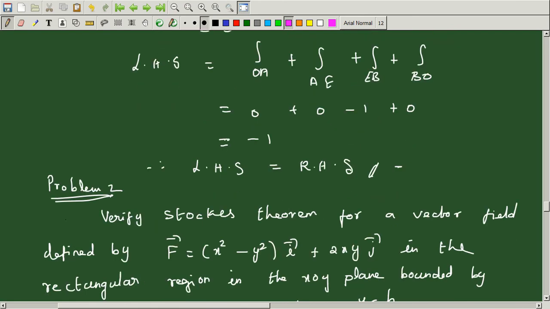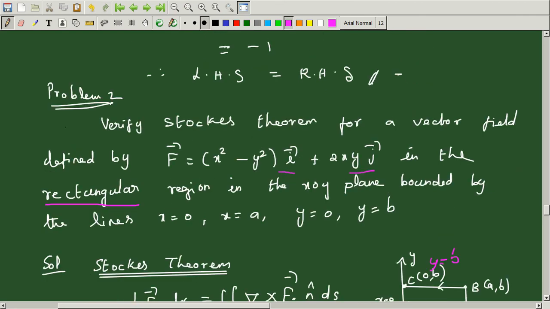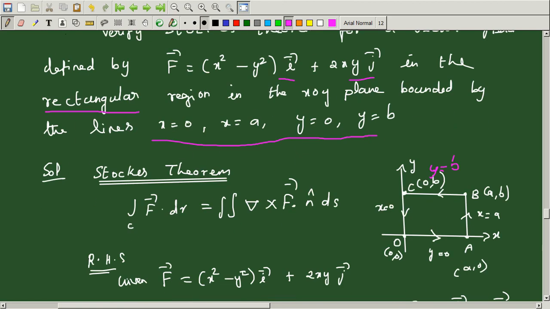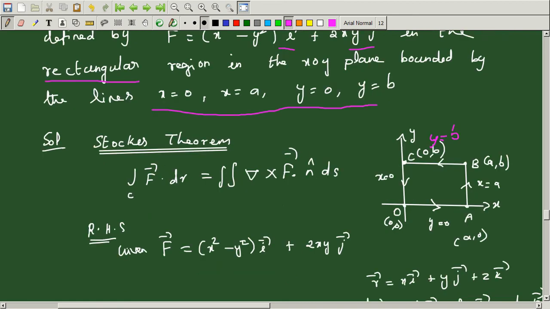Verify Stokes theorem for a vector field defined by the given i direction and j direction. We consider only the xy axes in a rectangular box, because they gave a rectangular region bounded by the plane. The values are given: x varies from 0 to a, y varies from 0 to b. Now draw the diagram for the rectangular region. Write the Stokes theorem. Always try to prove RHS first.